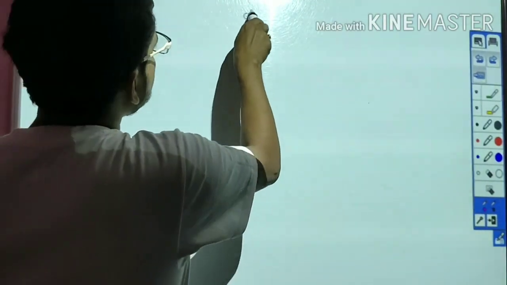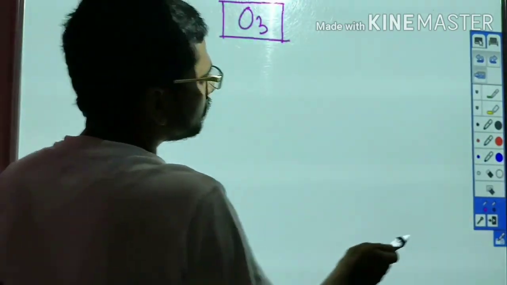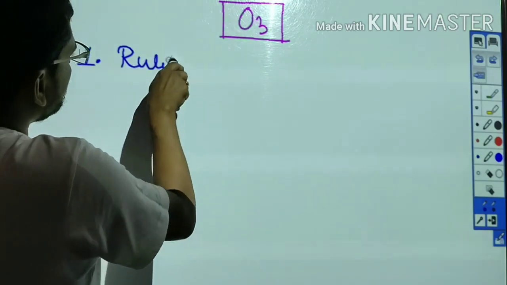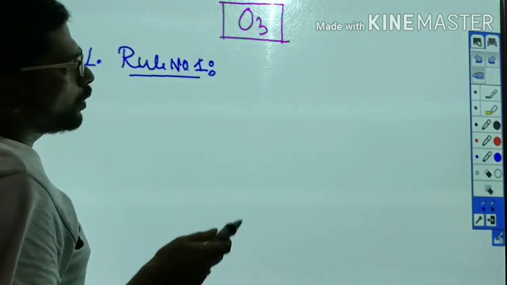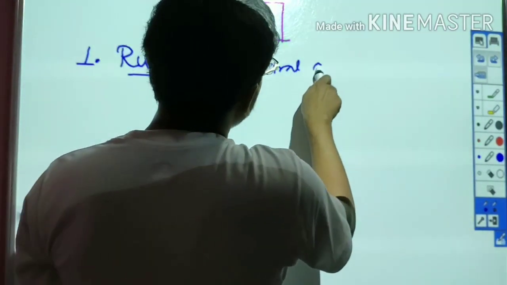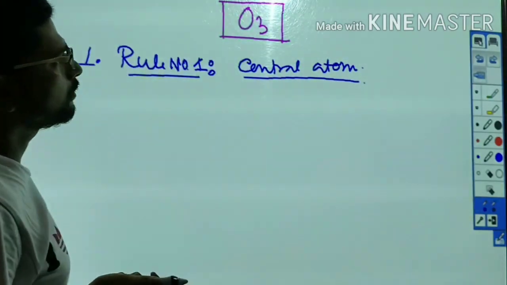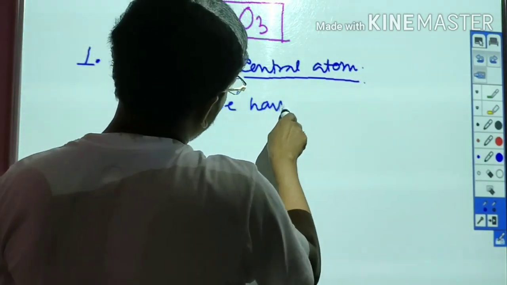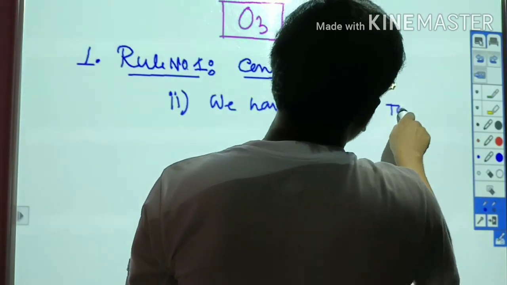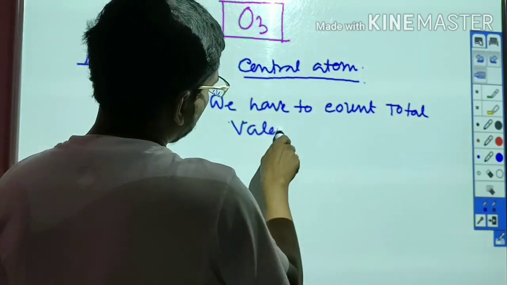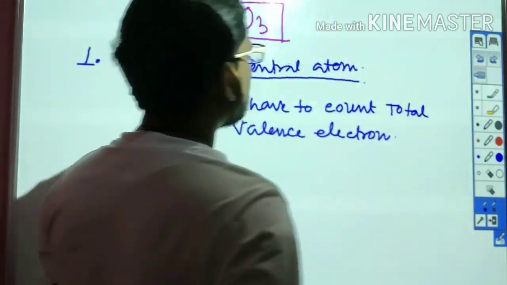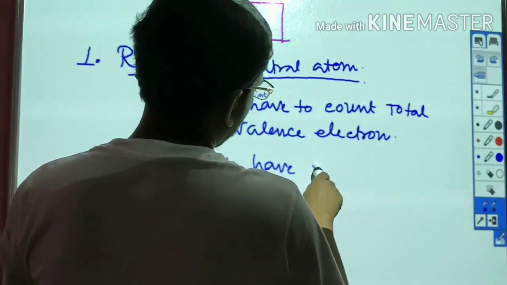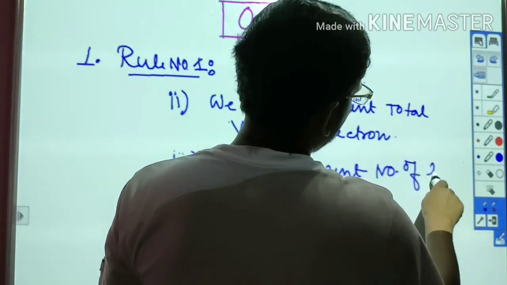Say I have to draw the Lewis structure of O3, ozone. So what are the rules? First rule, number one, we have to find the central atom. Then we have to count the total valence electron. Then we have to count the number of lone pair of electrons.